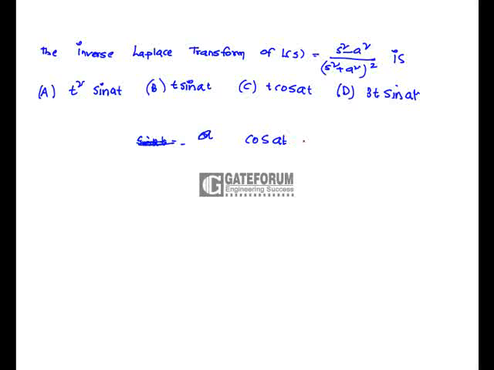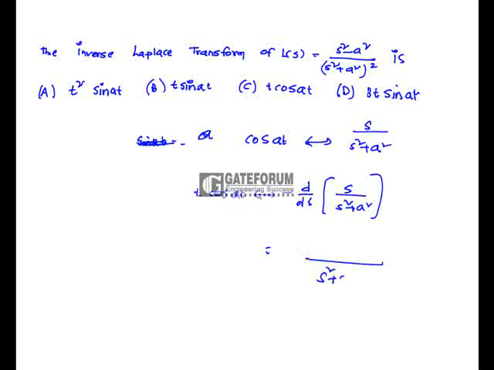For cos AT, the Laplace transform is S by S square plus A square. So T cos AT is nothing but minus d by ds of S by S square plus A square. That is, S square plus A square whole square in the denominator.